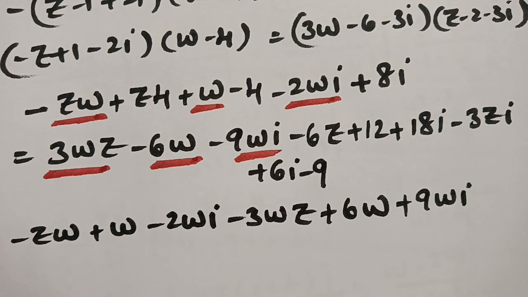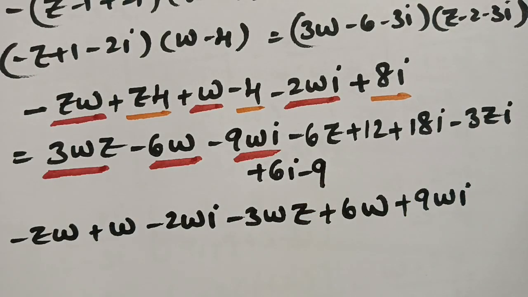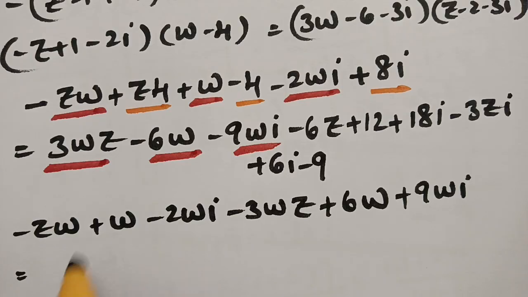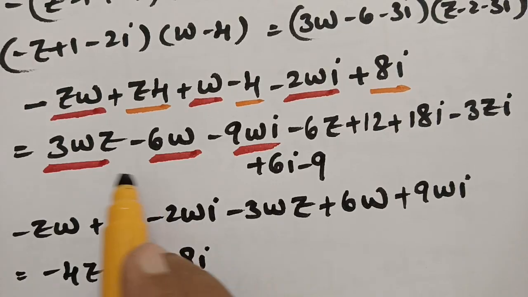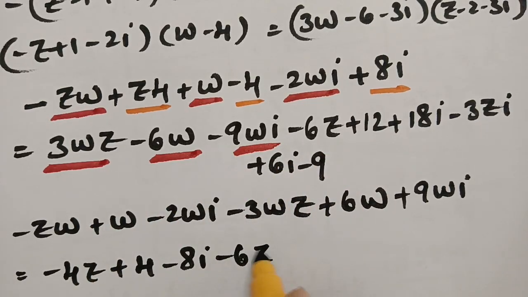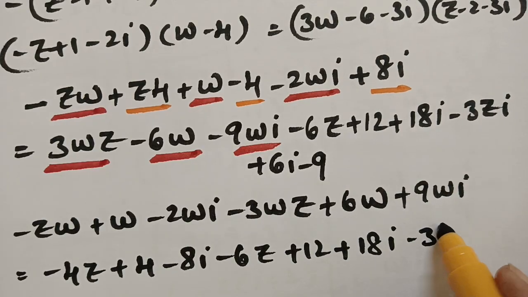Clear? The rest are, see here, the three terms left over here. So these three terms I'm bringing to the other side. So this side. So this value is going to become, so if I bring to the other side, this will be minus 4z plus 4. This is minus 8i, and the remaining thing here is minus 6z plus 12 plus this value is 18i minus 3zi plus 6i.